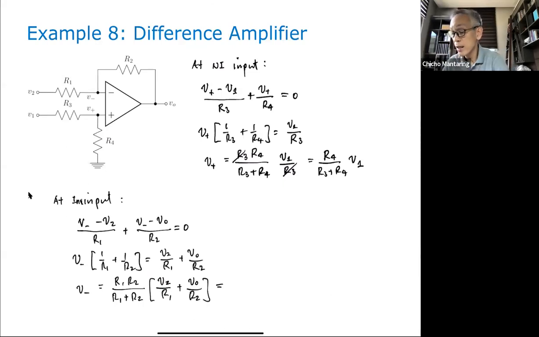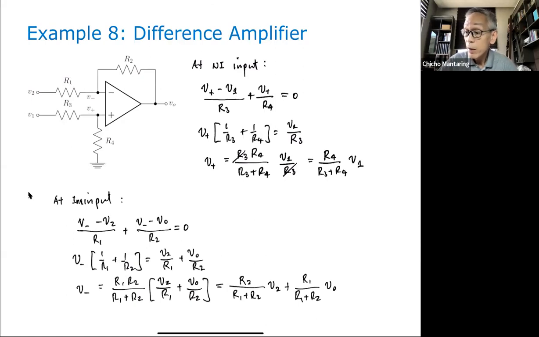Which is R2 over R1 plus R2 multiplied by V2. So yun yung first term. Plus R1 over R1 plus R2 multiplied by V sub O. That is KCL at the inverting input.